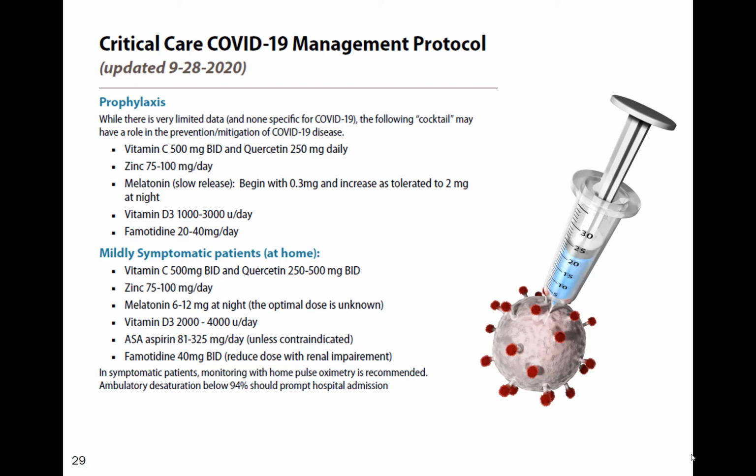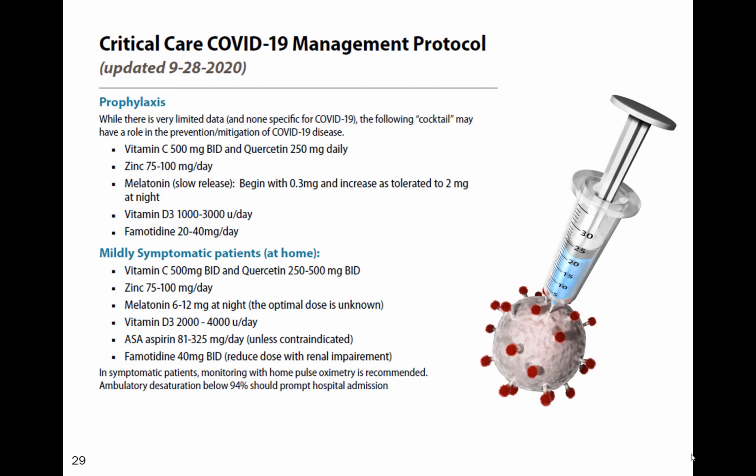Famotidine is an anti-ulcer drug, an antacid drug, which has been shown to decrease the death or mortality in patients hospitalized with COVID-19. It has a number of mechanisms of action as antihistamine and does have some antiviral properties. So that's our approach to prophylaxis. And obviously trying to avoid exposure to people infected and wearing a mask.